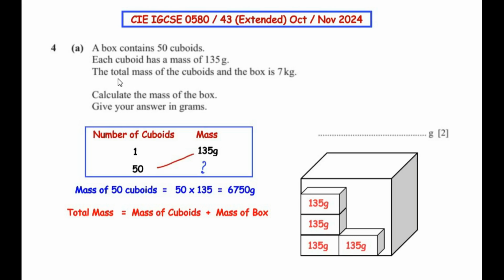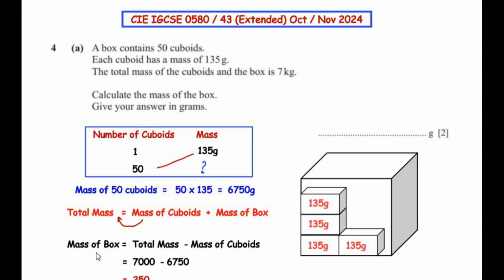Now they have given that the total mass of the cuboids and the box is 7 kilograms. So here we have made another relationship, that is the total mass is going to be equal to mass of the 50 cuboids plus mass of the box. Now since we need to find out the mass of the box, we are going to take mass of the cuboids on the left hand side. So we get mass of the box is equal to total mass. Now mass of the cuboids goes on the other side and gets subtracted from total mass.